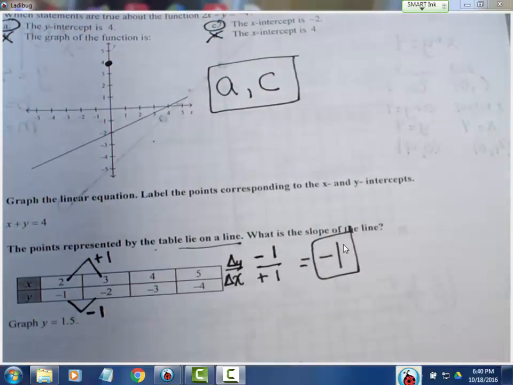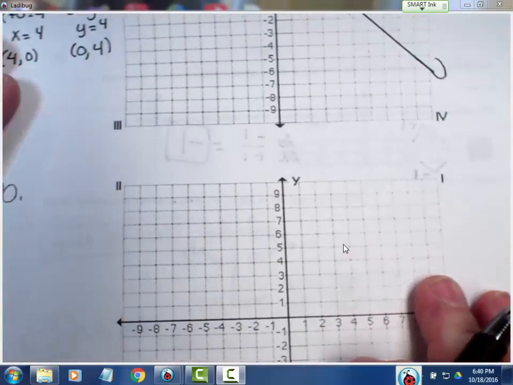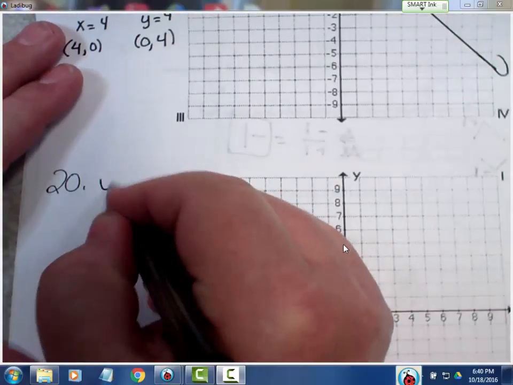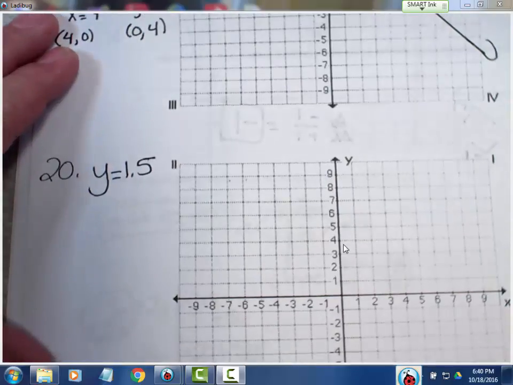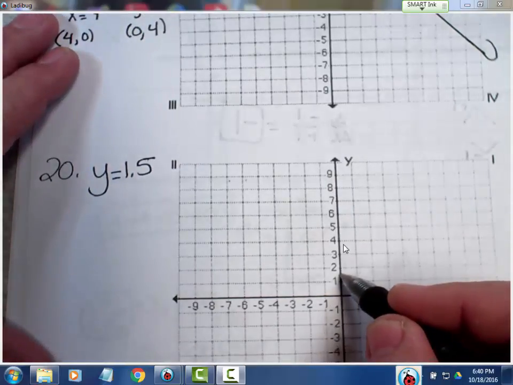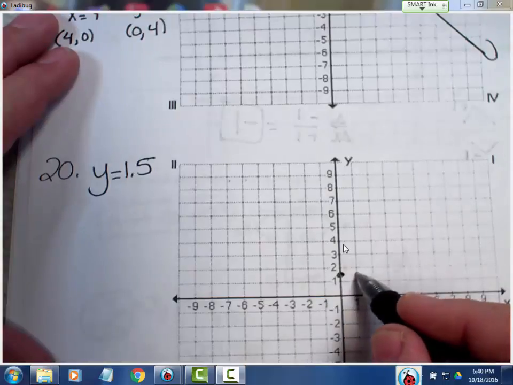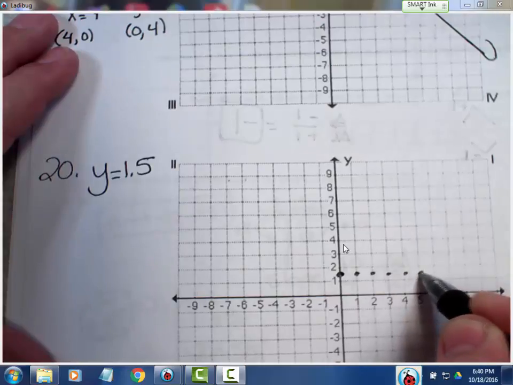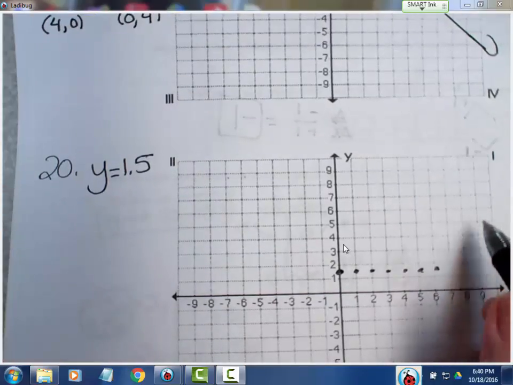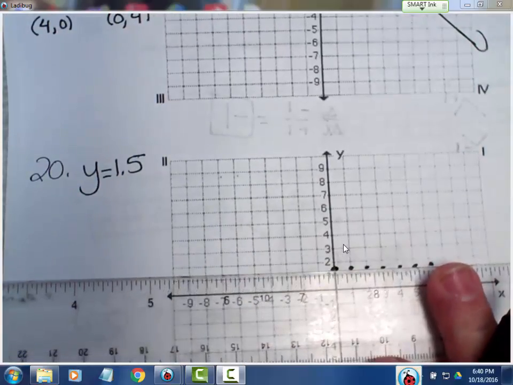Okay, and then the last one, graph y equals 1.5. So I come here to 20 on the back of the paper. Y equals 1.5. If y equals 1.5, then on my y-axis, we're at 1.5. And anywhere along the way, my y is simply 1.5. Okay? So remember, y lines with no x are 0 slope.